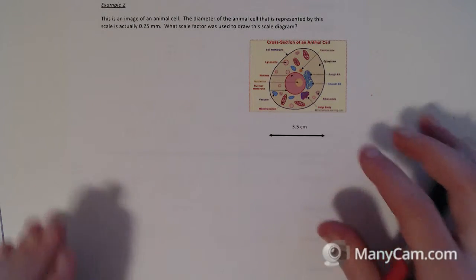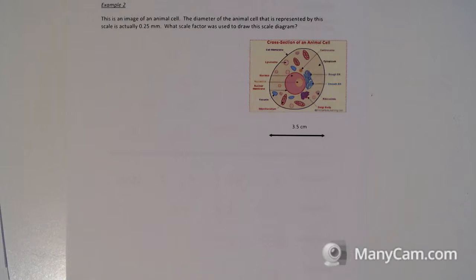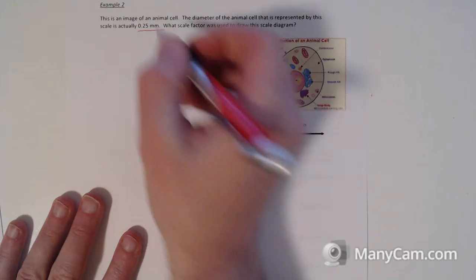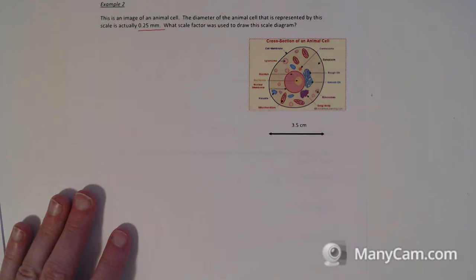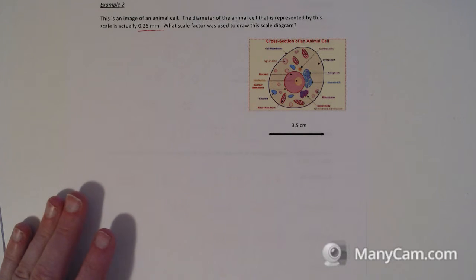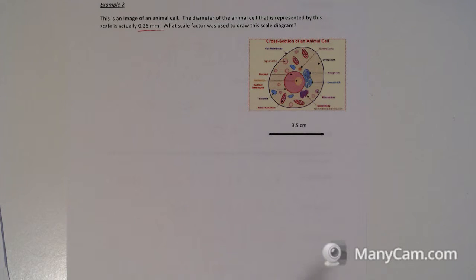This is an image of an animal cell. The diameter of the animal cell is represented by the scale, and the scale is actually 0.25 millimeters in real life. So it's 1/4 of a millimeter, which is pretty darn small. It's actually not that small. It almost seems like it would be visible. What's the scale factor used to draw this?